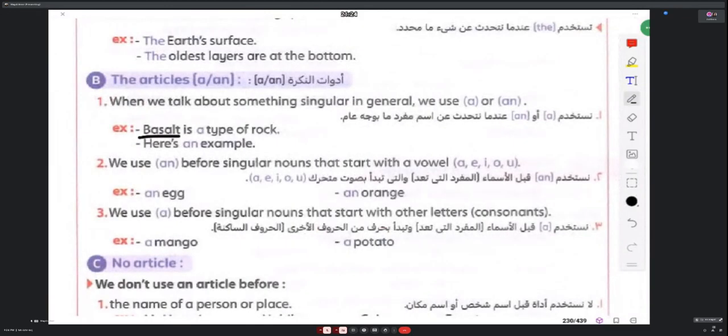Basalt is a type of rock. Here is an example. An egg, an orange, a mango, a potato.